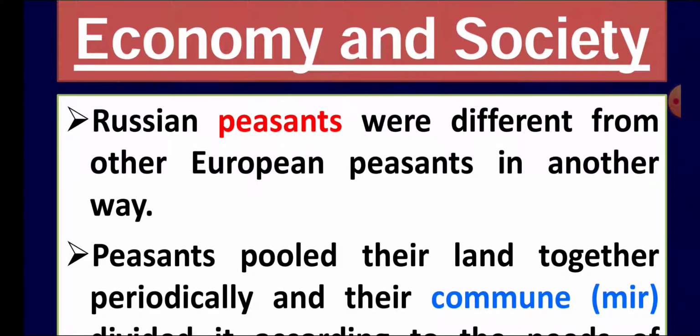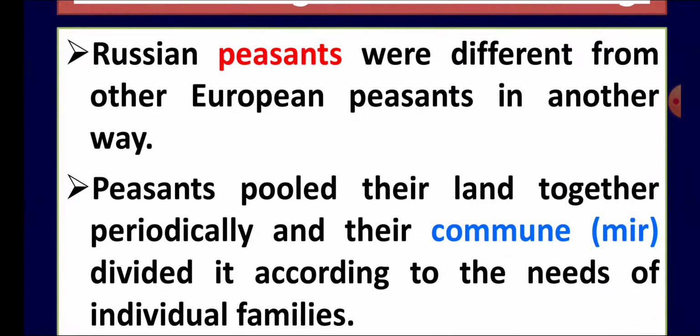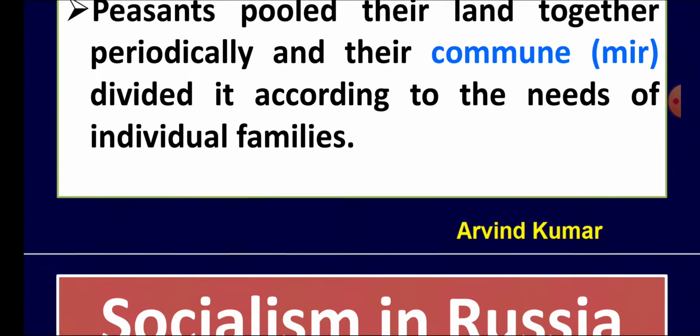On the other hand, the condition of Russian peasants was also not good. They were under the command and control of the commune or the mir, who were the rich people at that time, and peasants were given their land by their commune or mir as per their family needs.